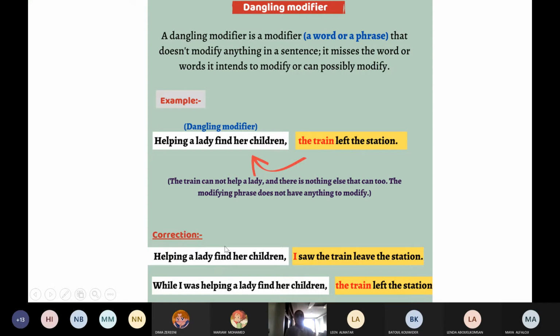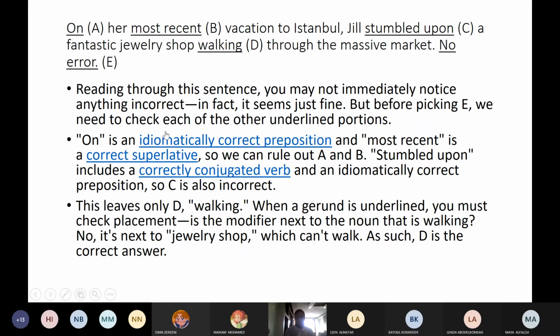So, helping a lady find her children, I saw the train leave the station. To correct this: while I was helping a lady find her children, the train left the station. Here is how to correct this. A dangling modifier is when there is a modifier without the word it modifies. Let's look at this sentence.